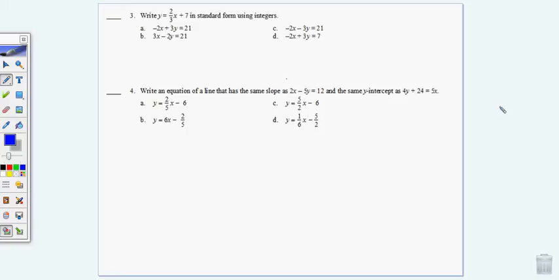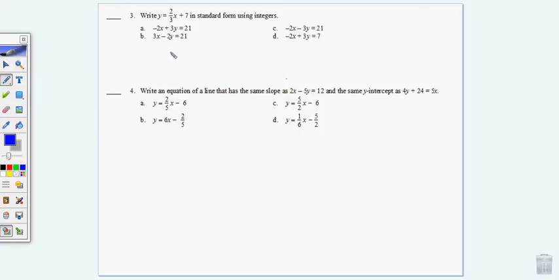Problems 3 and 4 are kind of similar questions in the sense that number 3 is in slope-intercept form and you have to change it to standard form. And number 4 is actually in standard form, and the easiest way to find the slope of this line is to change it into slope-intercept form. So they're both kind of just changing forms is the main idea here.